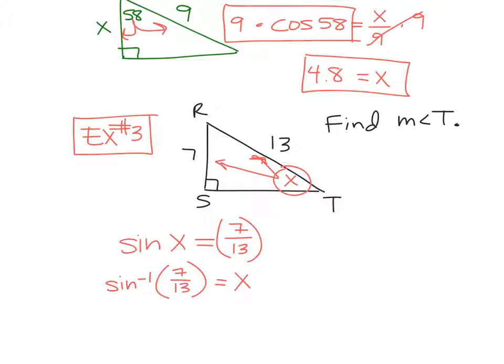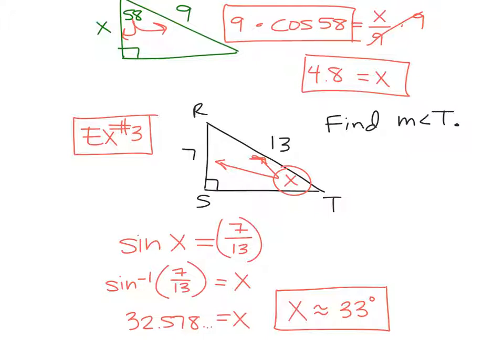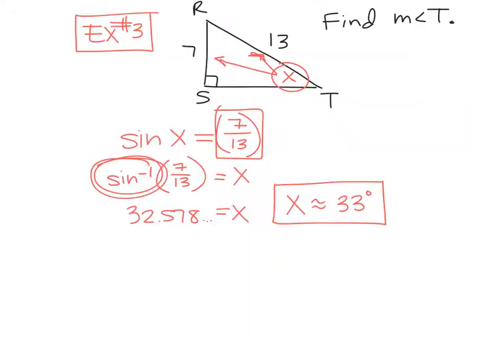Typically, we round degrees to the nearest degree instead of the nearest tenth. So if your answer comes out to this, right, it keeps going, we would say x is approximately 33 degrees. So you literally take the inverse sine or arc sine of whatever your ratio was. I'm going to do another one.